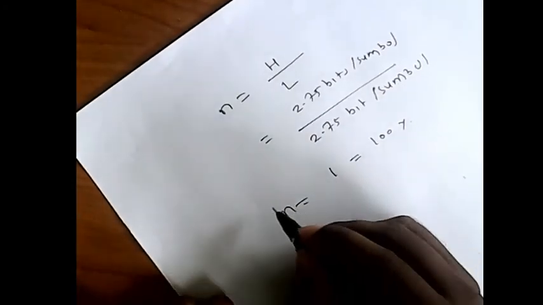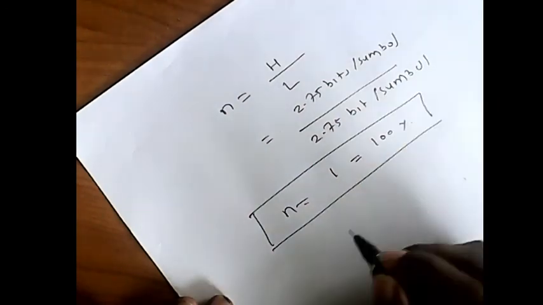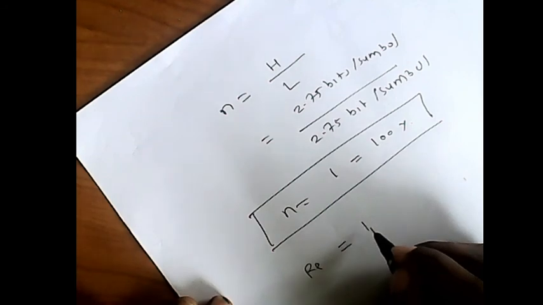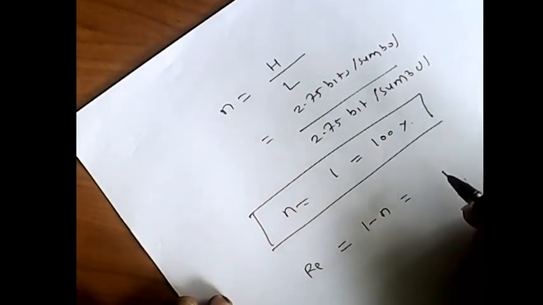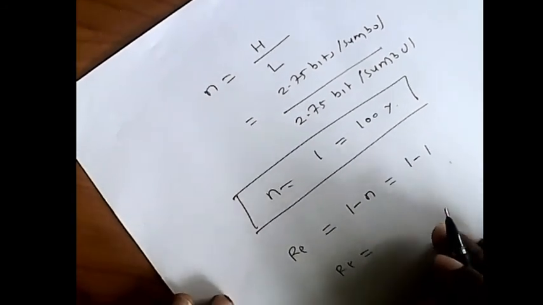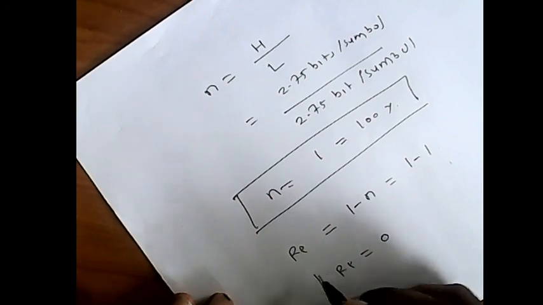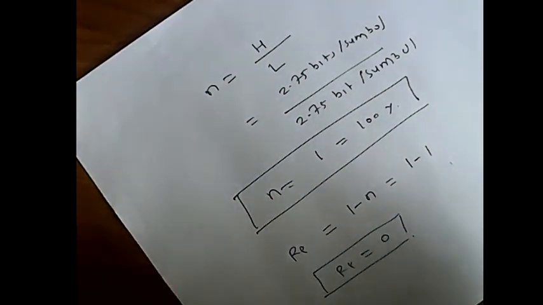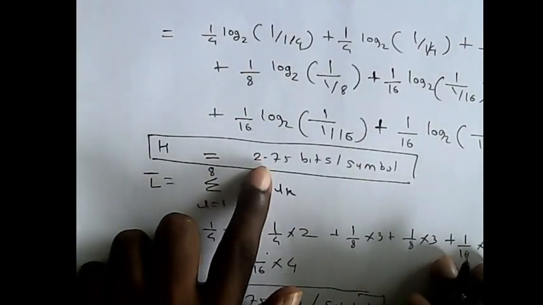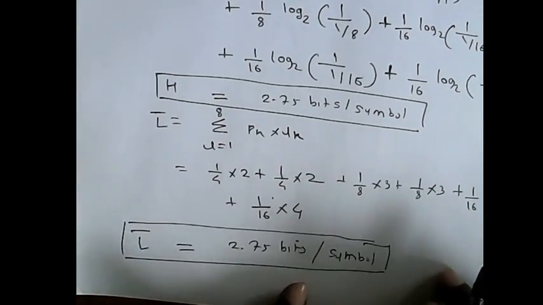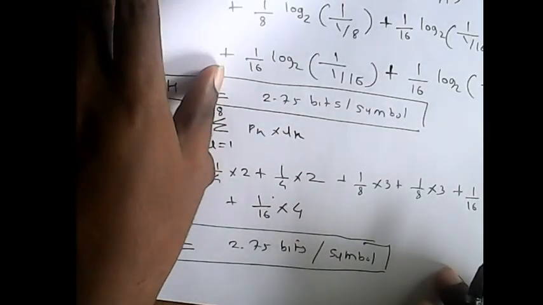The fourth thing to be found out is redundancy. Redundancy is nothing but 1 minus efficiency. The efficiency is 1, so 1 minus 1. So the redundancy of the corresponding symbols is 0. So from this we can calculate the average information, 2.75 bits per symbol, then the average code word length, 2.75 bits per symbol, as well as the efficiency, in this way.